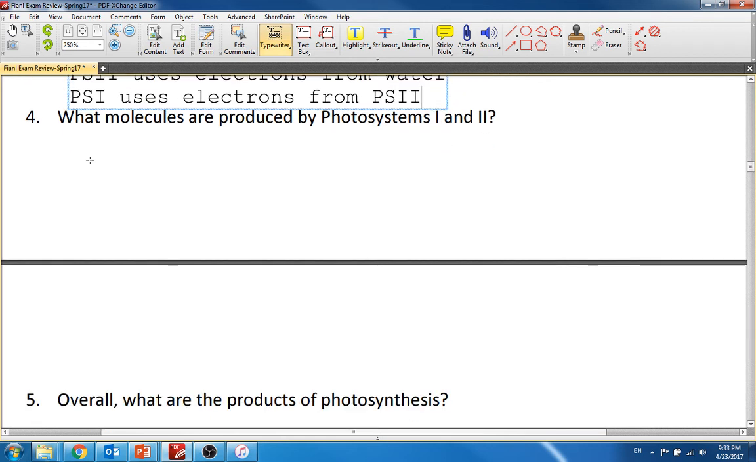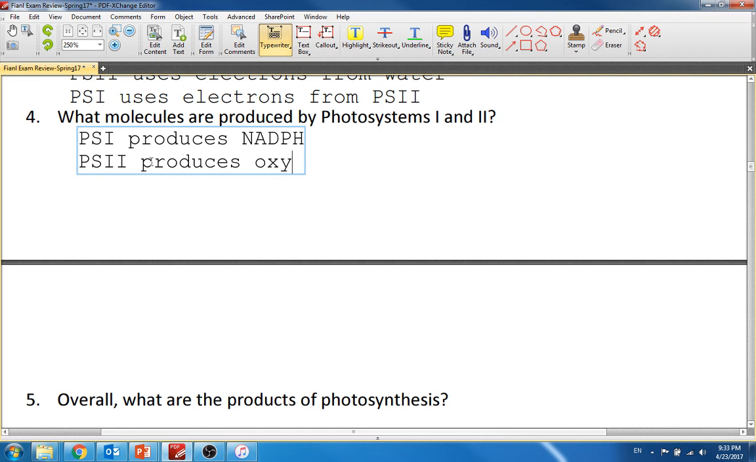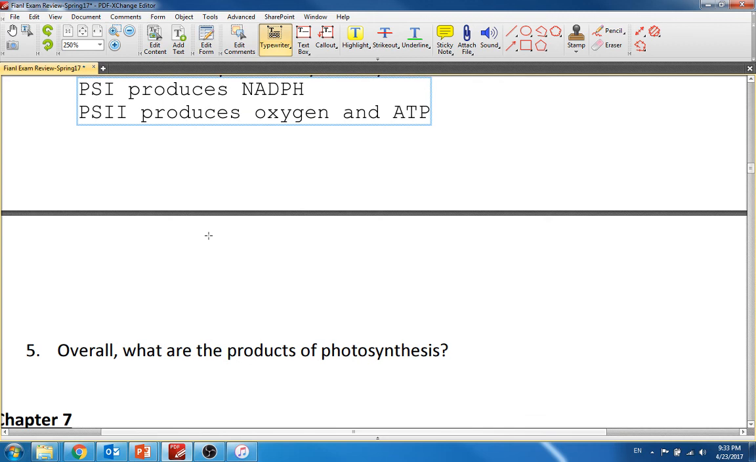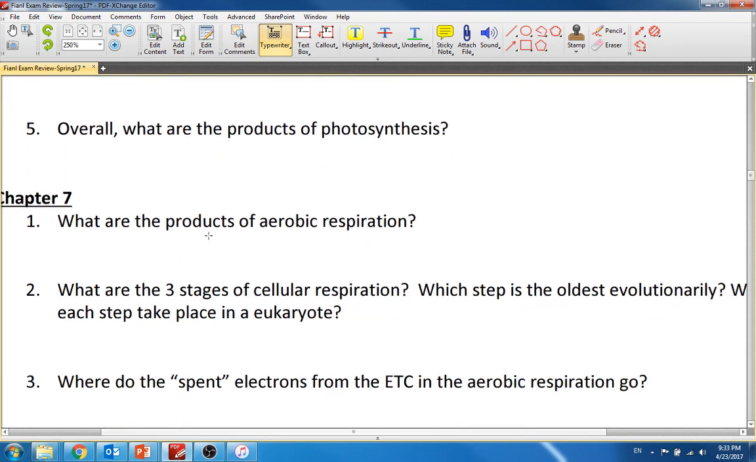Number 4, what molecules are produced by photosystem 1 and 2? In photosystem 2, oxygen will be produced, ATP will be produced. In photosystem 1, most of the time, the only product is NADPH. Number 5, overall, what are the products of photosynthesis? The products will be glucose and oxygen. Think about photosynthesis being a process that plants make sugar and make oxygen.